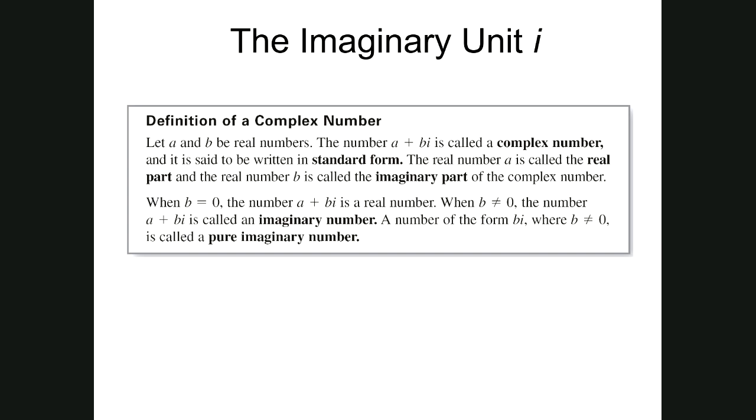Definition of a complex number: let a and b be real numbers. The number a plus bi is called a complex number, and it is said to be written in standard form when it is a plus bi. The real number a is called the real part, and the real number b is called the imaginary part of the complex number.